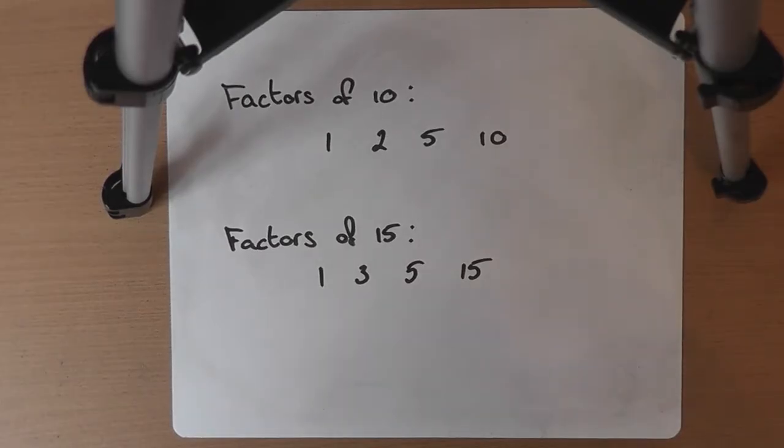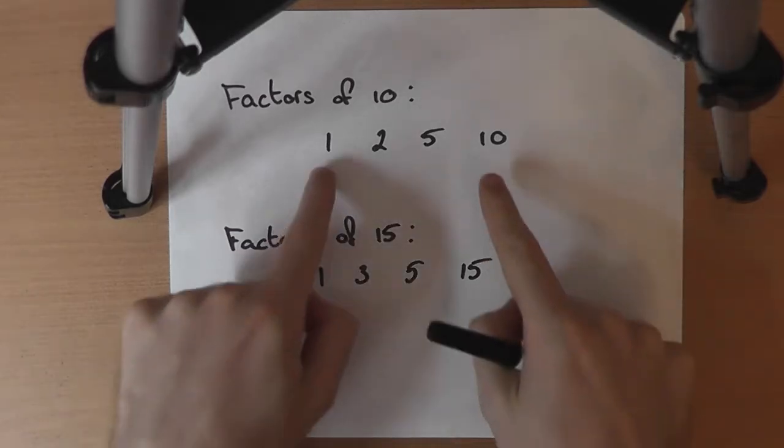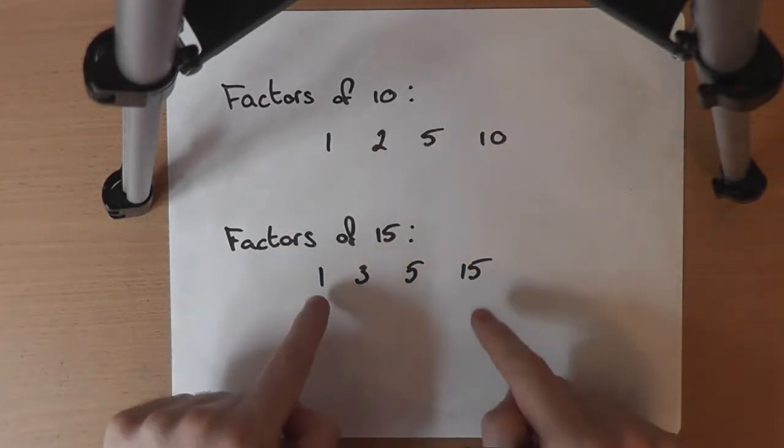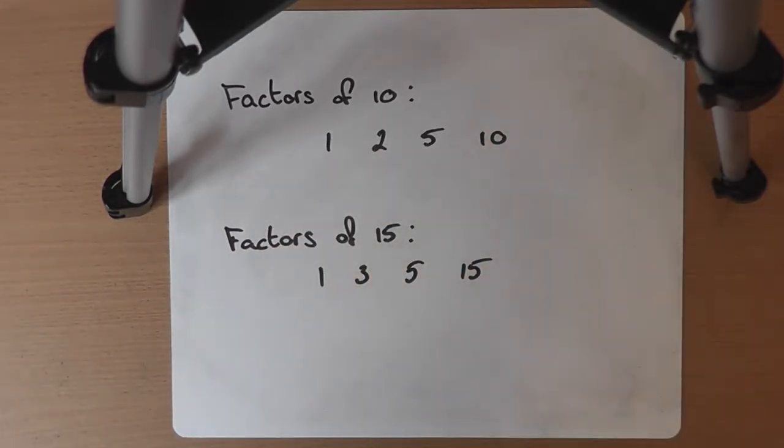I have here the factors of 10, 1 and 10, and then 2 and 5, and the factors of 15, 1 and 15, and 3 and 5. And I've worked these lists out in the way that we did before, working in from 1 and 10, then into 2 and 5, 1 and 15, into 3 and 5, working in from both ends of the list to get a complete list. These are the complete factor lists of 10 and 15.